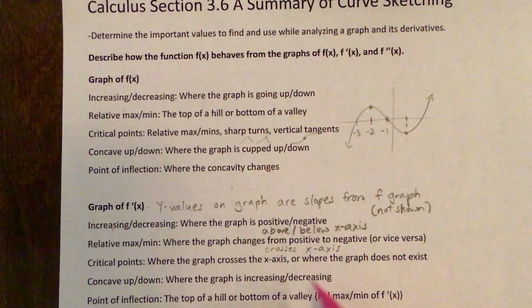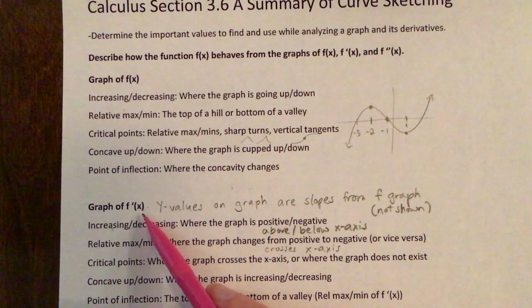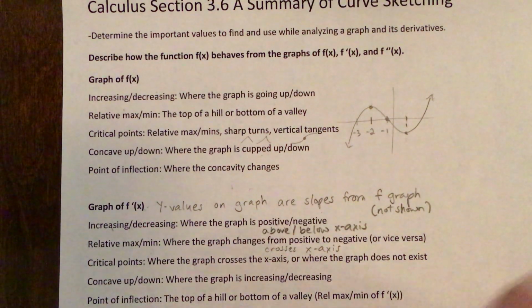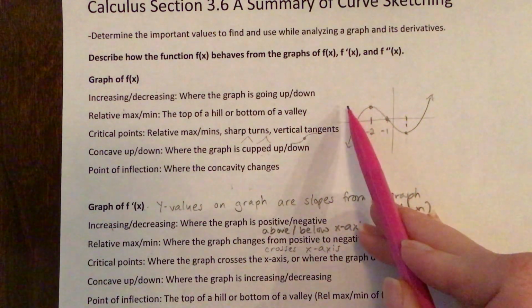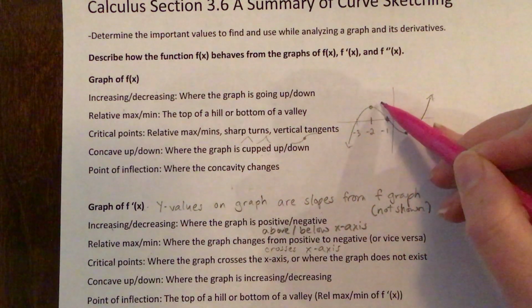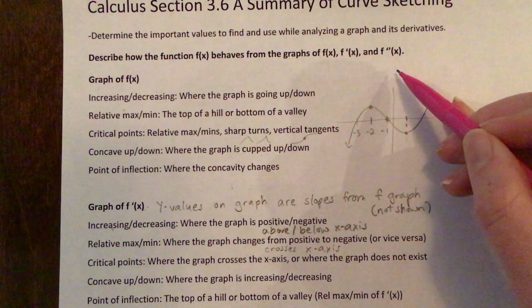If your graph of f prime just touches the x-axis and does not switch signs, right? It doesn't go through, it just touches. That means that your graph of f of x would have been increasing, then there would have been a horizontal tangent, and then it would have kept going back up as increasing still.